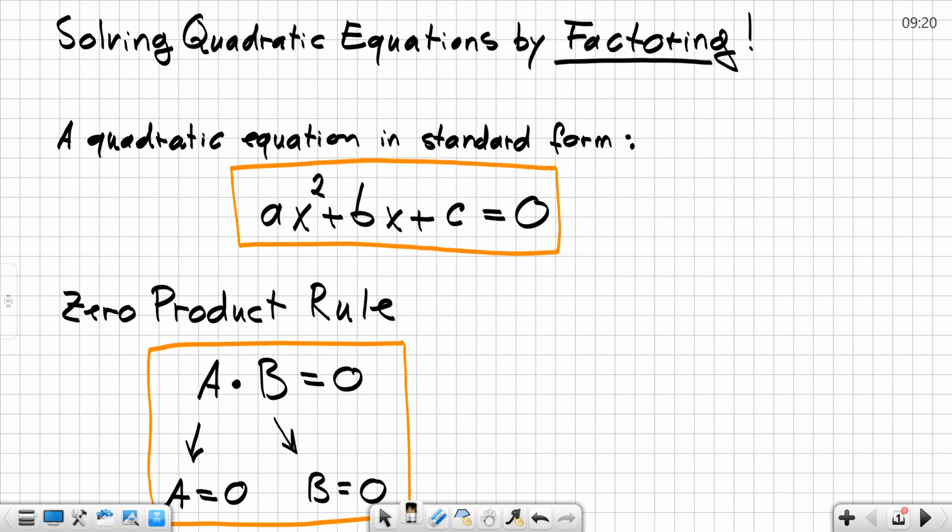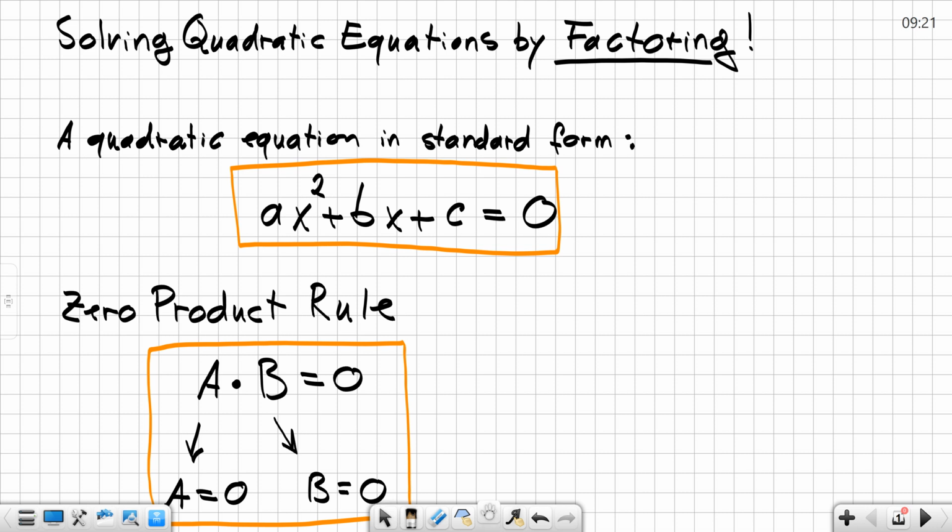So, what is a quadratic equation? ax squared plus bx plus c is equal to 0. This is what we call the standard form. The a, b, and c are just any real numbers, like 3x squared plus 4x minus 3 is equal to 0. So when it is solved for 0, then it is in standard form.